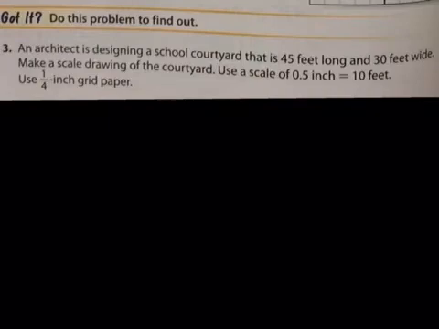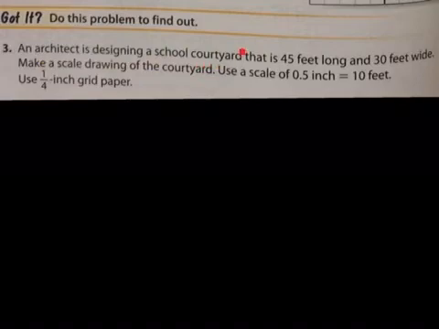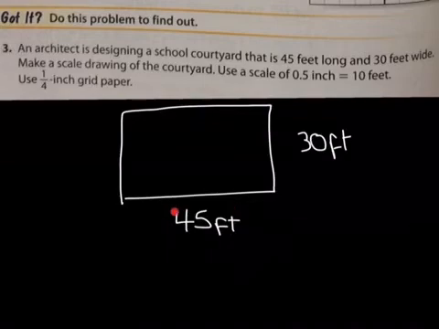Okay, here we have to draw another model. An architect is designing a school courtyard. A courtyard is where everyone goes to play. Typically just an open paved area that is 45 feet long and 30 feet wide. So something like this, 45 feet long and 30 feet wide. Obviously this is a smaller version, but in real life this would be quite large. Make a scale drawing of the courtyard. Use the scale of half an inch is 10 feet.